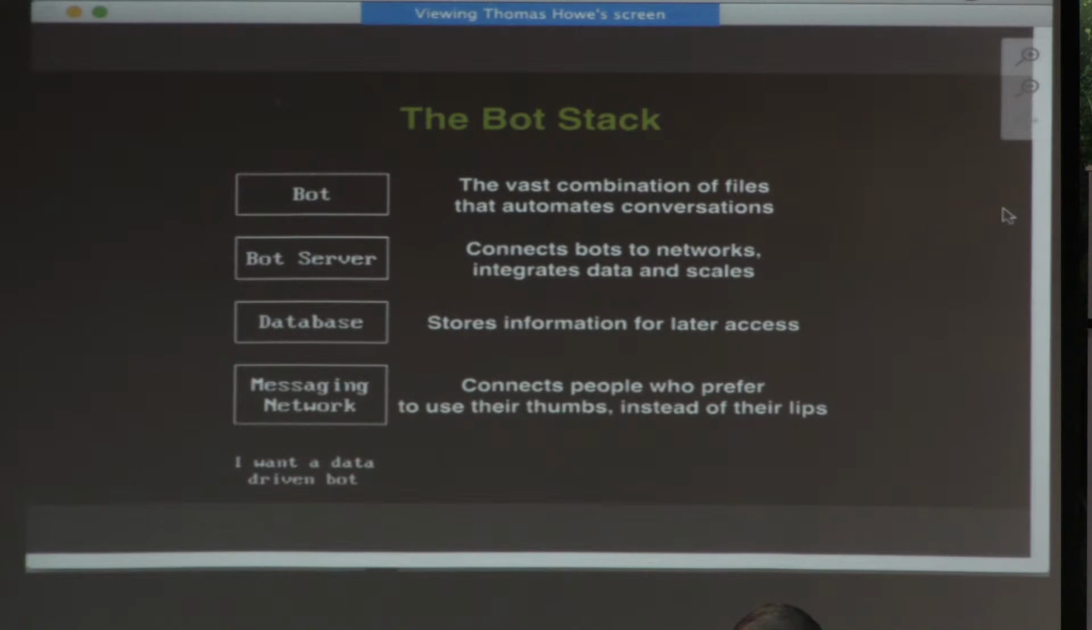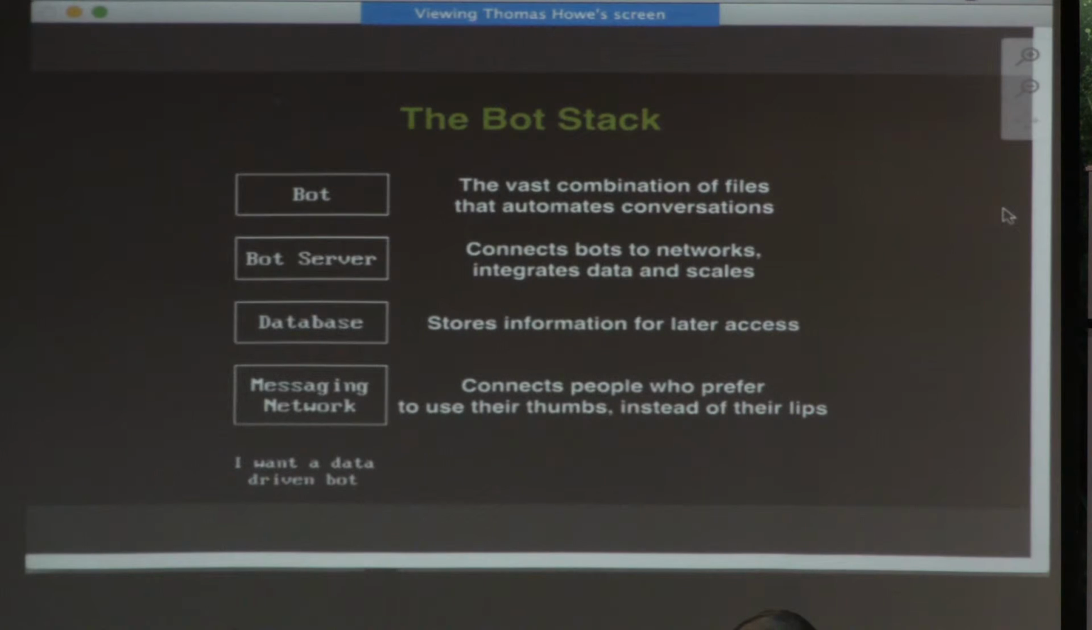And by messaging network, I mean things like WhatsApp and Line and Matrix and SMS and Facebook and Skype and everything else that generates messages. The database layer is the same as it always is. And then I'm positing on top of that a bot server, which has the fundamental position to connect bots to networks, integrating it with data and allowing it to scale. And we'll talk about that in a little bit.